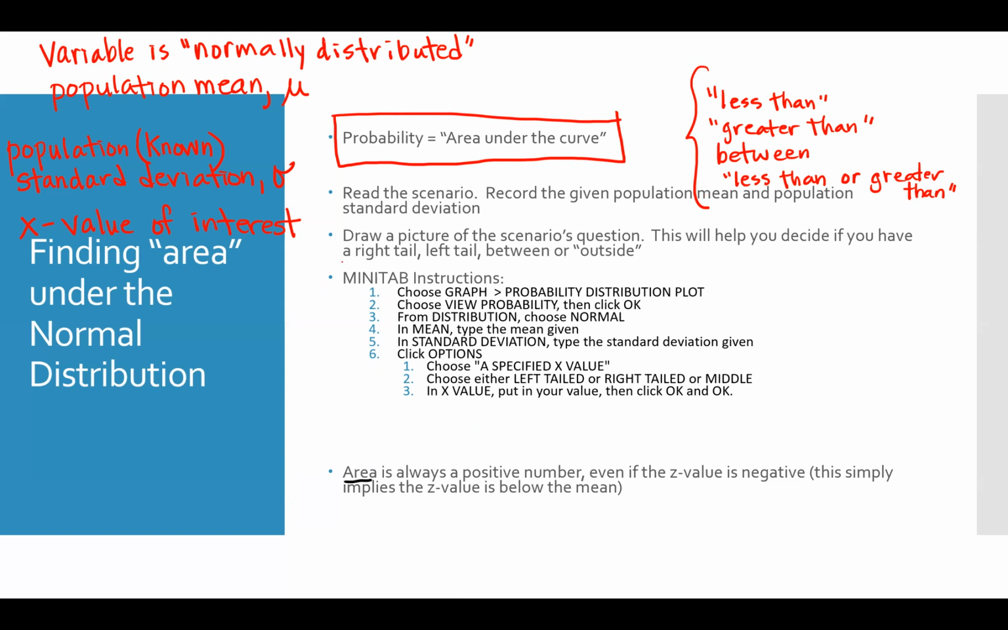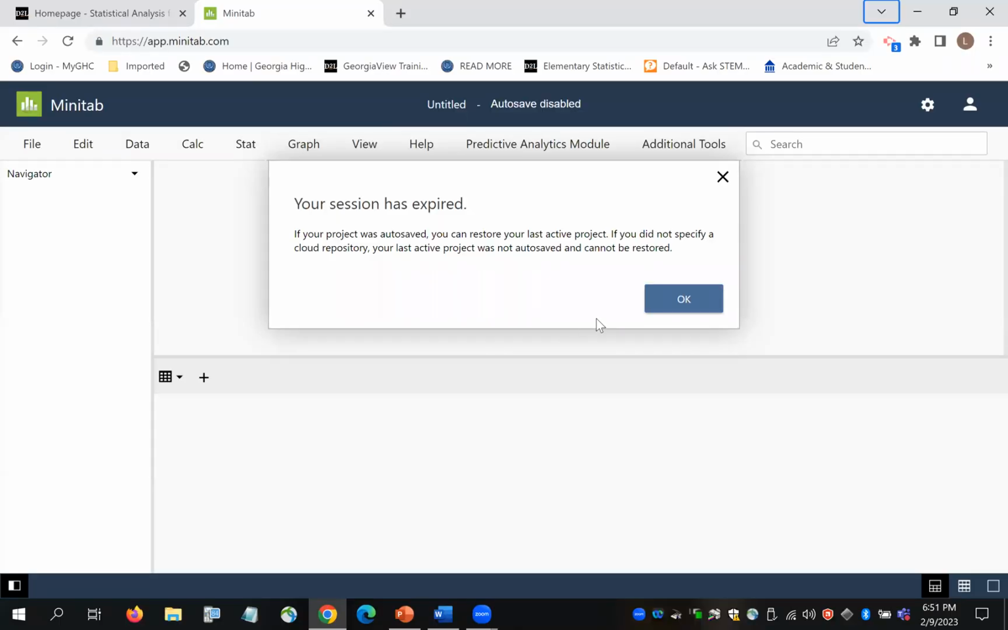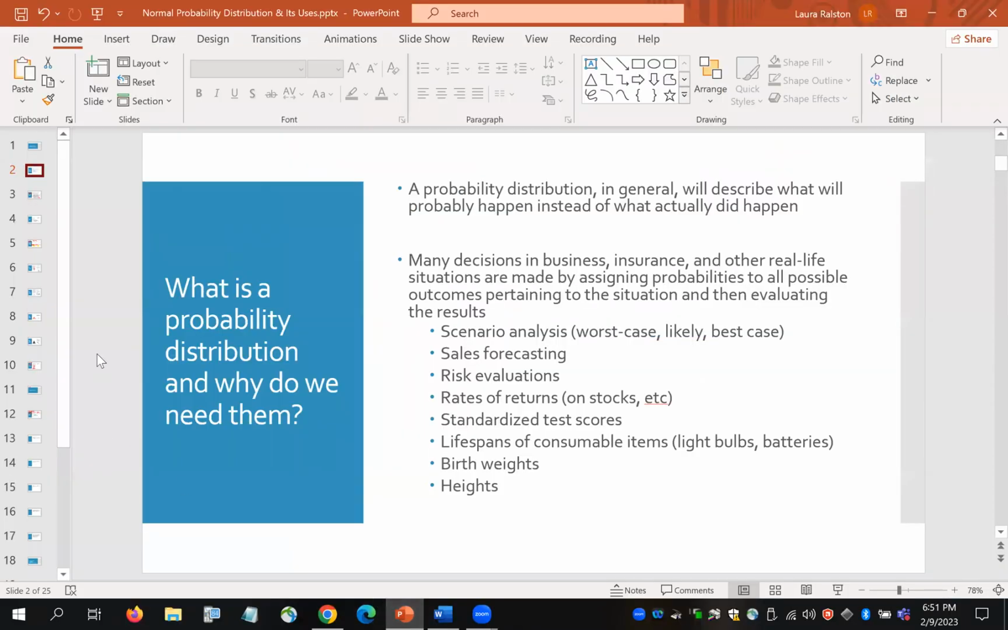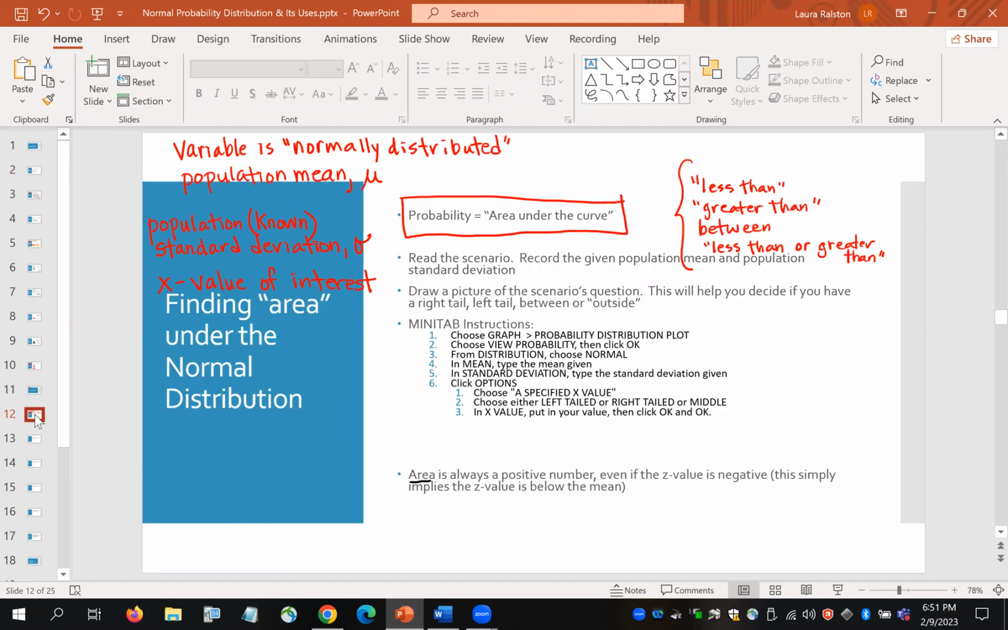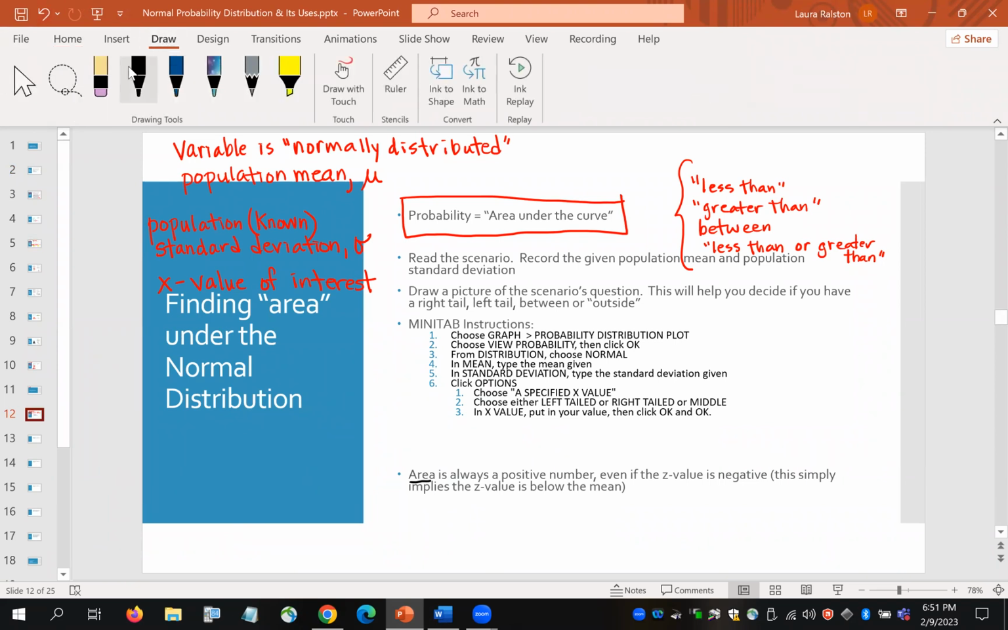In the middle of this slide, and let me see which slide this is. This is slide 12. In the middle of slide 12, you will find the keystrokes that you need for Minitab. Okay, there's your Minitab instructions, and we're going to walk through it together.